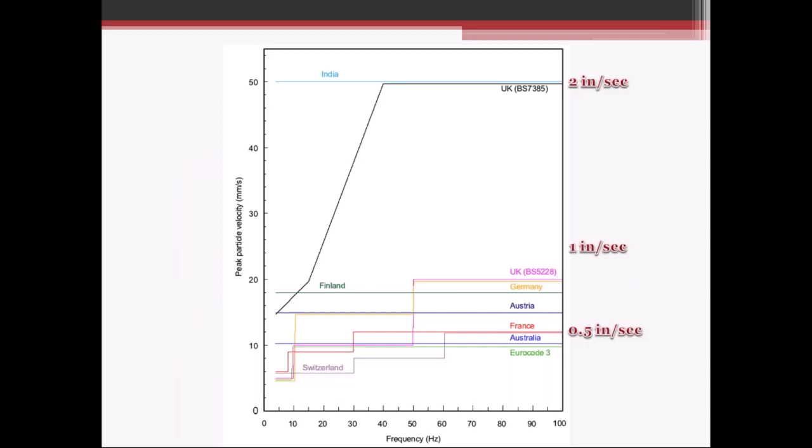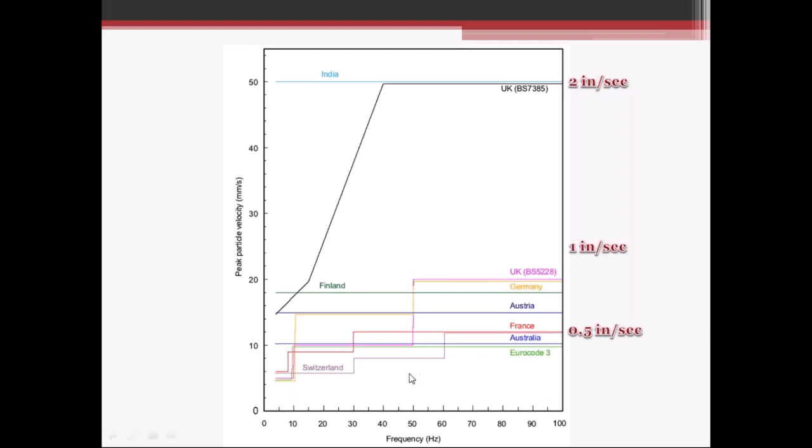Here we see some of the different standards. I think these are all foreign standards. I don't think any of the U.S. standards are on here. Here's the two UK standards. Here's one up here. Here's one here. A Eurocode, Australia, France, Austria, Finland, Switzerland. But you can see they all kind of have a little stair-step characteristic shape to them. And there's a reason for that.